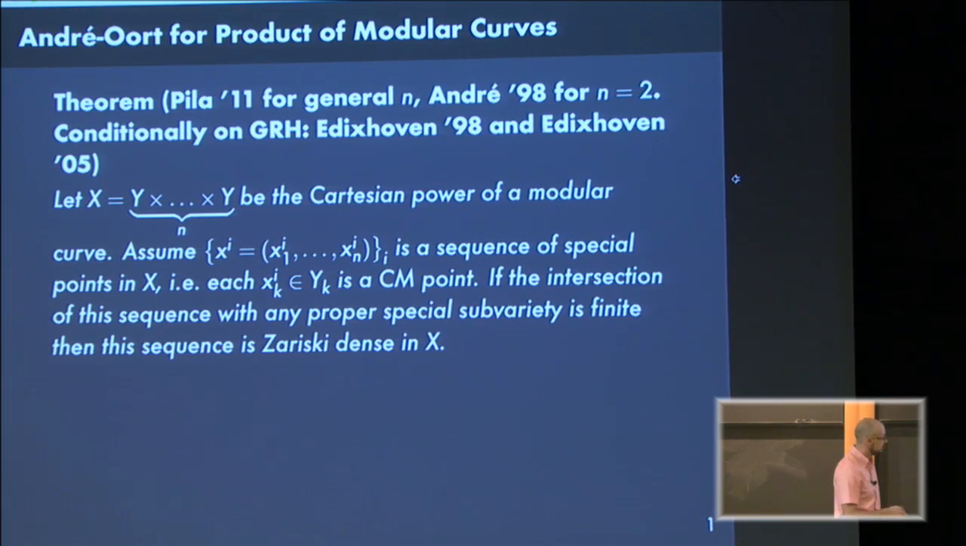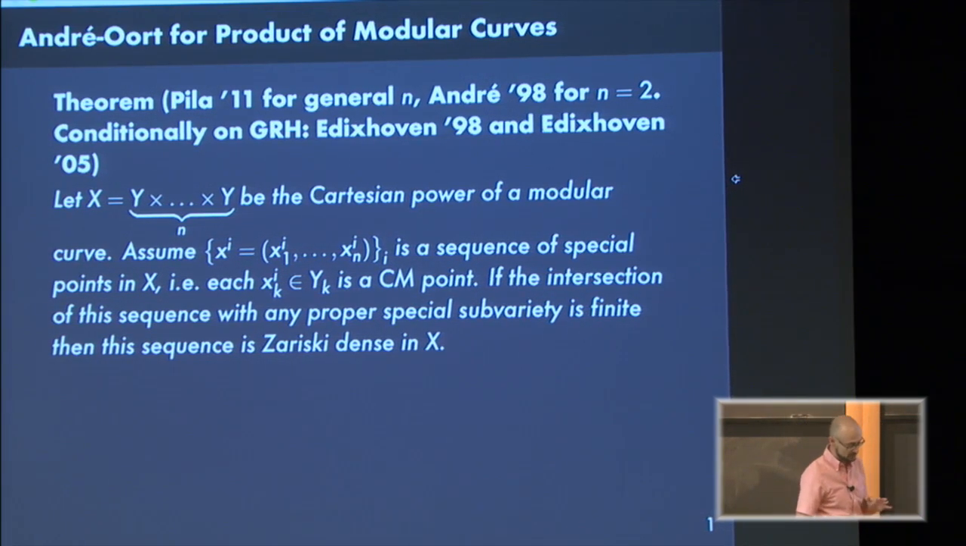So what is a special point? It is a point such that each of the n coordinates, in this instance, is a CM point. I'll talk a little bit more about these notions in a second. And you assume that for any proper special subvariety, the intersection with this sequence is finite. And the conclusion is that this sequence is Zariski dense.